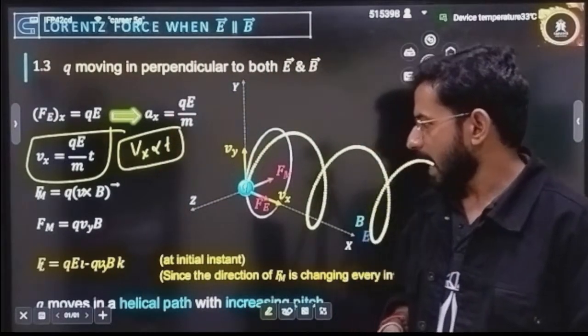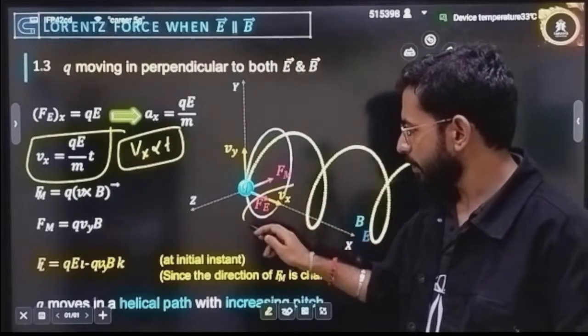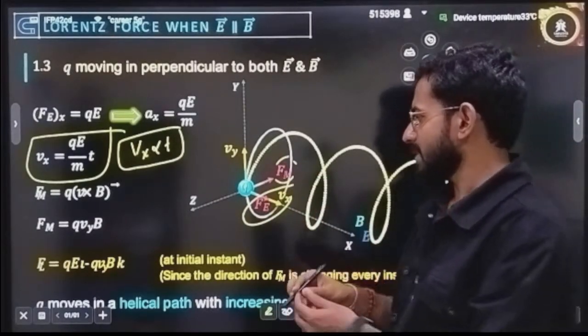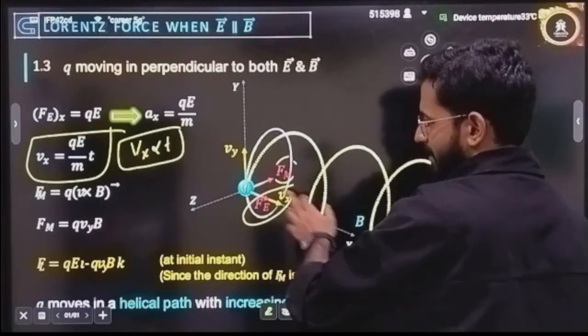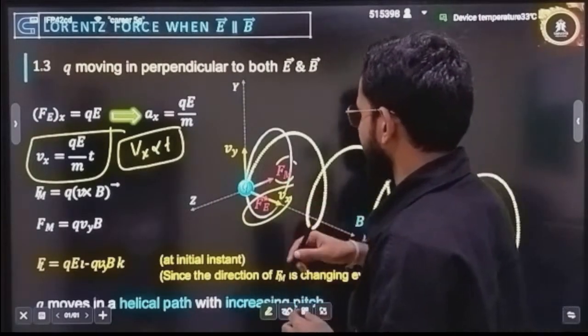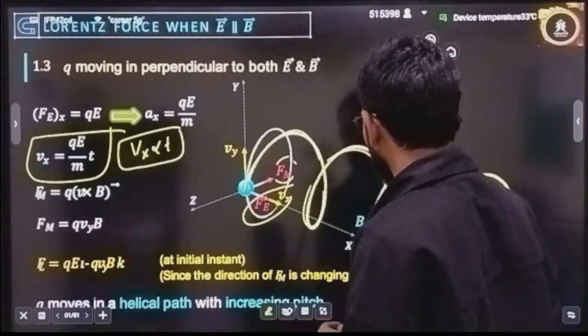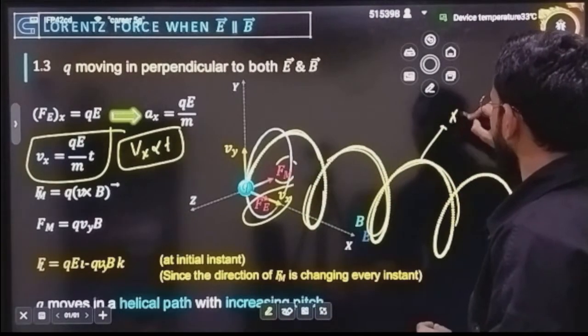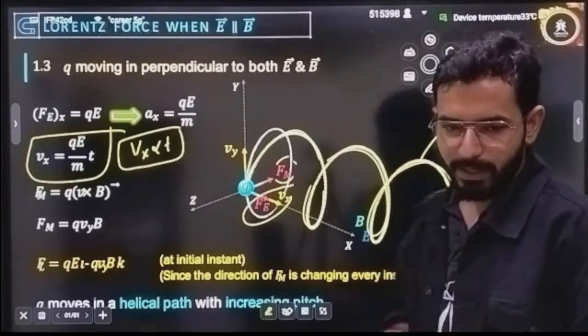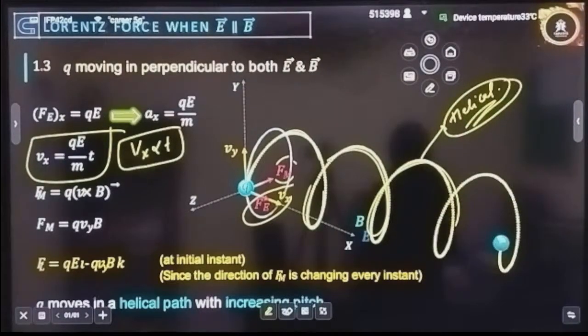Now, when this is happening, there is also some effect of the magnetic force, which is perpendicular to this direction. It is moving in x direction, but there is some magnetic force pushing it towards the inside of the board. Correct? What kind of path is it following? It is called a helical path. Why this is happening, I will tell you in 3D.